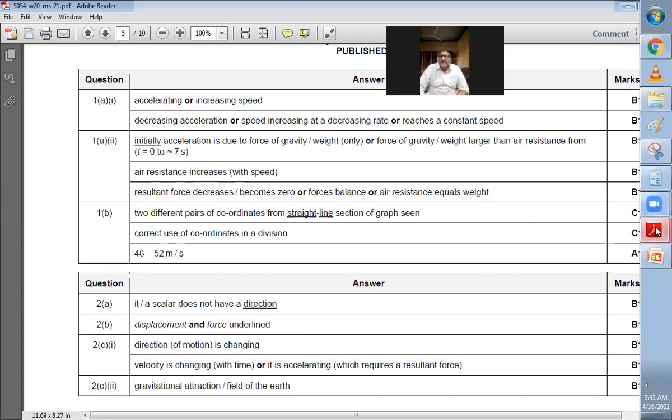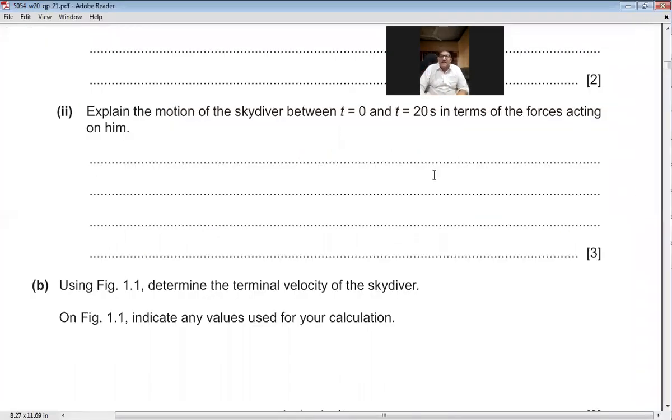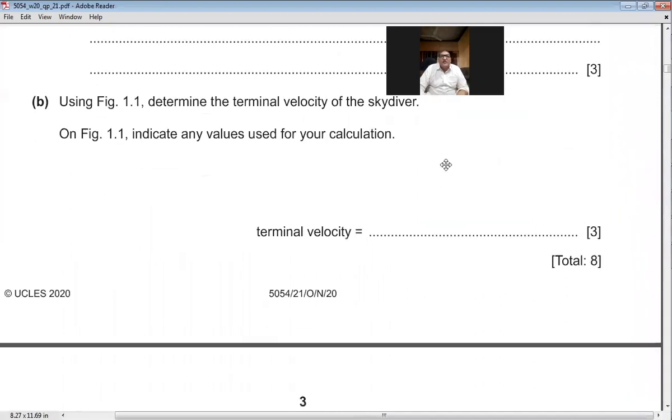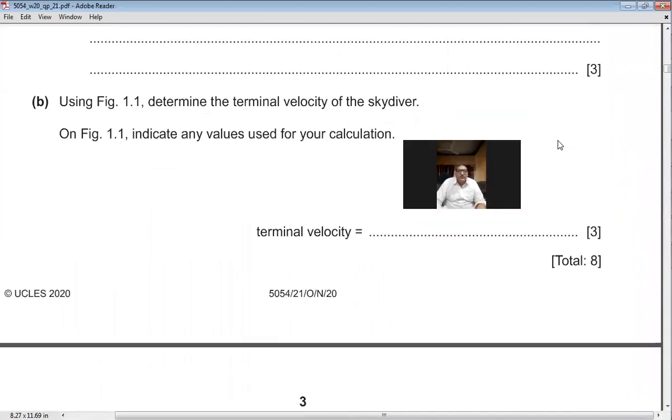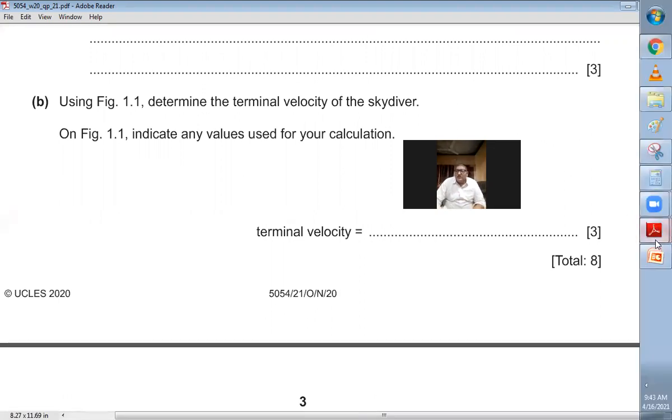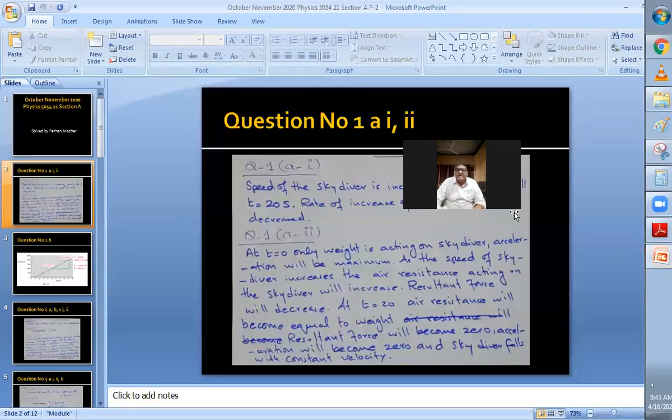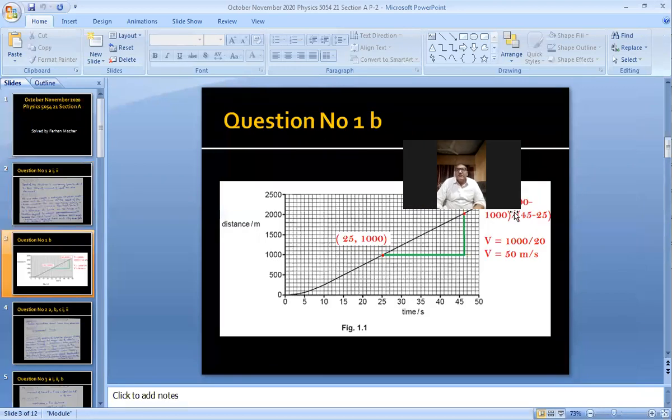Okay, let's move to the next part, and the next part is on your screen. It says, using figure 1.1, determine the terminal velocity of the skydiver. On the figure 1.1, indicate any values used for your calculation. Okay, so I have done this on paper. I will show you how I have done this, and then we will be able to do it.